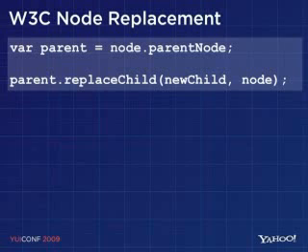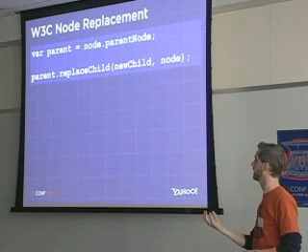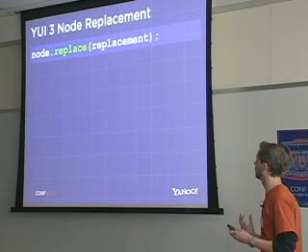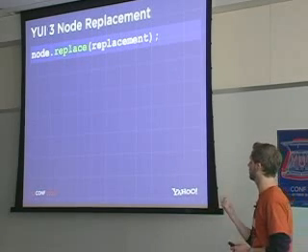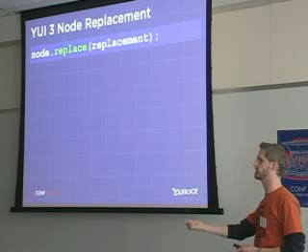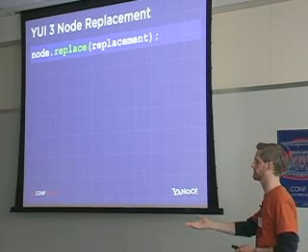Similarly, to replace a node in the DOM, we try to make it just as easy. So again, in standard DOM, you need a reference to your parent. With YUI3, you have a node reference. You can call replace, specify the node you want to replace that node with, and it just does the replacement for you.